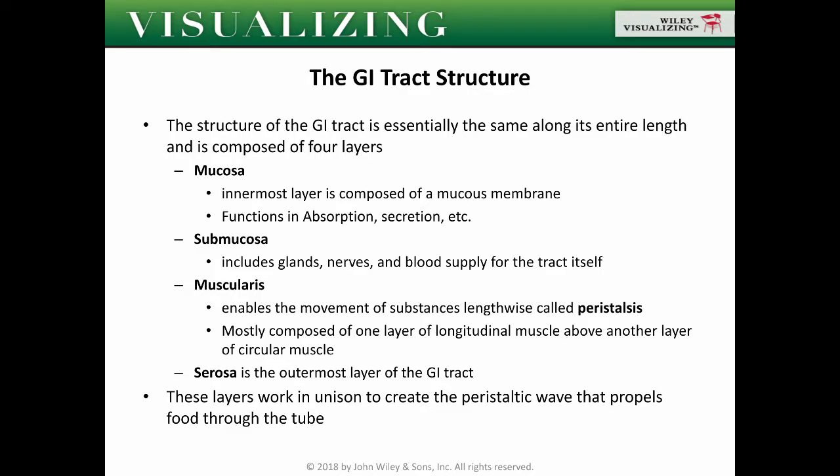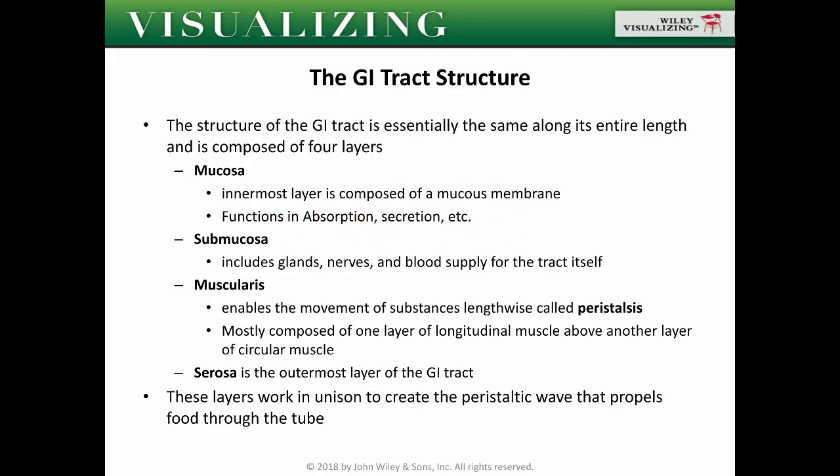The structure of the GI tract is essentially a very long passageway. It's generally the same along its entire length, and it's composed of 4 layers. You have the mucosa, the submucosa, the muscularis, and serosa. By the way, the GI tract is one of the most exposed parts of the body aside from our skin, exposed to the outside environment. So you have the mucosa, the innermost layer, composed of a mucous membrane.